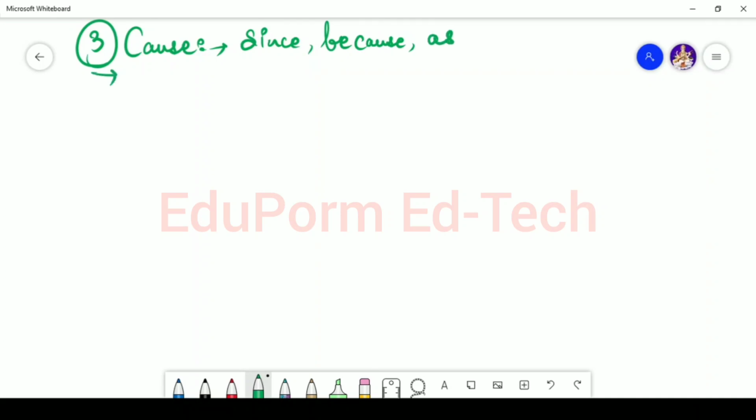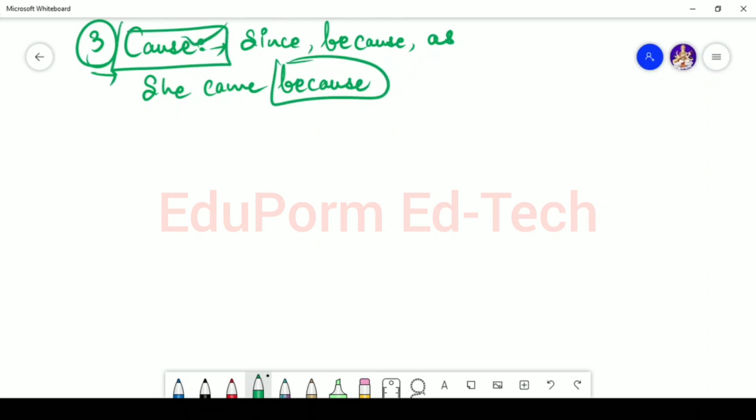Say, for example, she came because I called her. Here it is basically used to specify any type of cause or reason. She came because I called her. Again, here the sentence basically represents a reason. वो इसलिए आए because मैंने उसको बुलाया था. ठीक है, क्योंकि मैंने उसको बुलाया था.